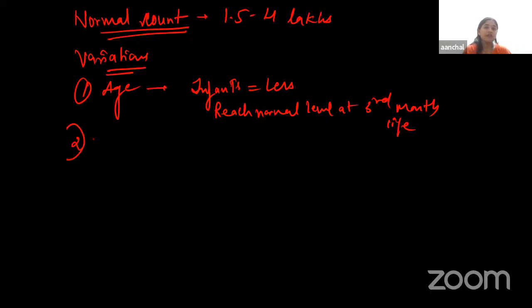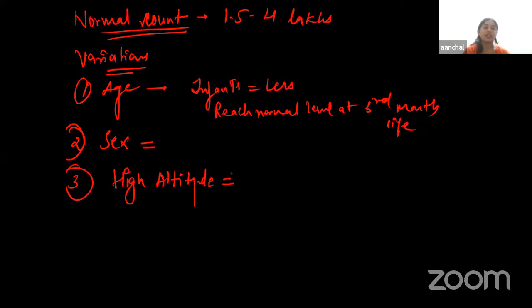Okay, now next we have the difference between male and female. There is no such difference in platelet count between male and female, but in females it reduces during the process of menstruation. Now, talking about high altitude. Whenever a person reaches a high altitude, the count will increase. Then what changes occur after taking meals? After taking food, the platelet count is going to increase. So this is all about the variation that occurs with age, sex, high altitude, and after meals.